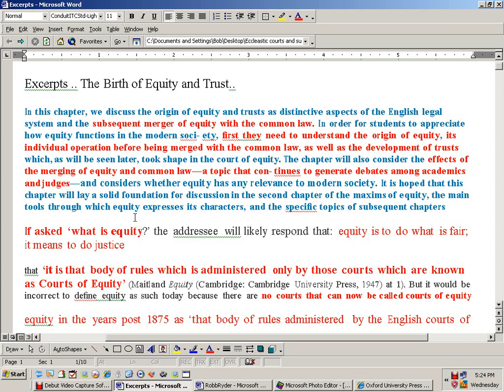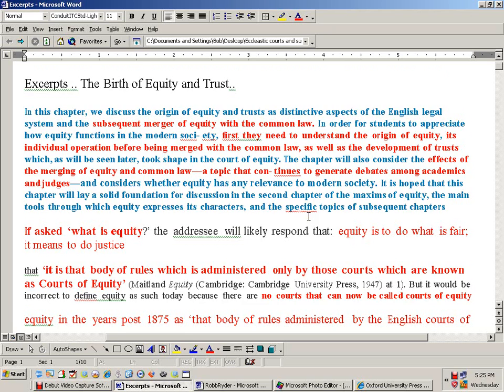In order for students to appreciate how equity functions in a modern society, first they need to understand the origin of equity, its individual operation before being merged with the common law, as well as the development of trust, which, as we will see later, took shape in the court of equity. This chapter will also consider the effects of merging equity and common law, a topic that continues to generate debates among academics and judges. And a lot of what's happening to us is because of this merger of common law and equity. It also considers whether equity has any relevance in modern society. Well, we're going to make it have some relevance. It is hoped that this chapter will lay a solid foundation for discussion in the second chapter on the maxims of equity and the main tools through which equity expresses its characters, and the specific topic of subsequent chapters.